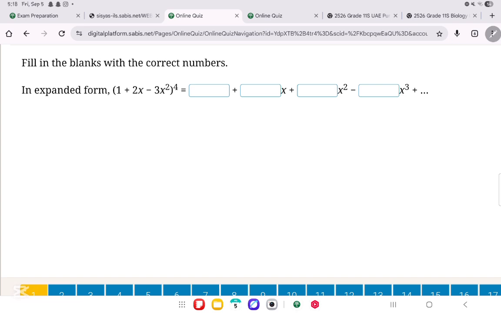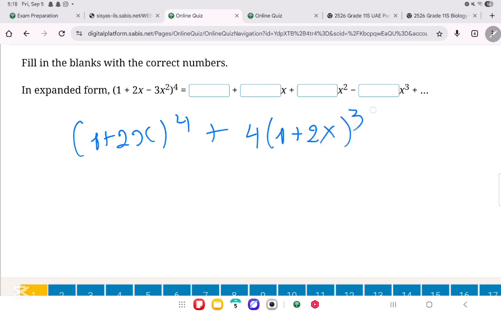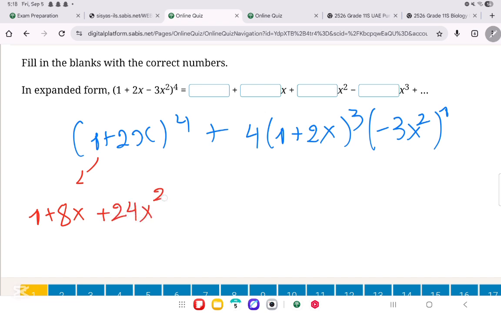So now we'll take the answer of what? Of 1 plus 2x to the power of 4 plus what? Plus 4 times 1 plus 2x to the power of 3 times minus 3x squared to the power of 1. And you just add. So let's go back to what we wrote. For this one, what was the answer? The answer was 1 plus 8x plus 4x squared.